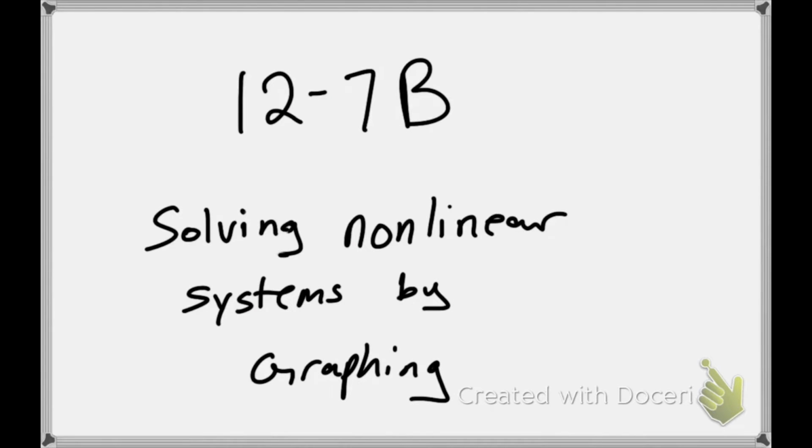Alright, today we're looking at 12-7b, solving nonlinear systems by graphing. The key difference here is that we will be graphing these to solve for these solutions. Friday we talked about how to find the solutions by using substitution and elimination, which is perfectly fine to do it that way, but today we're looking at another method to find the same types of solutions using our graphing calculators and graphing.